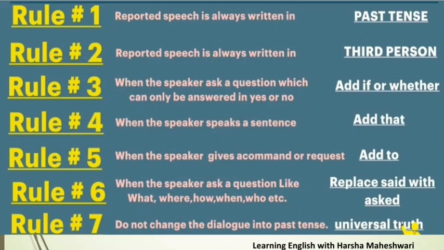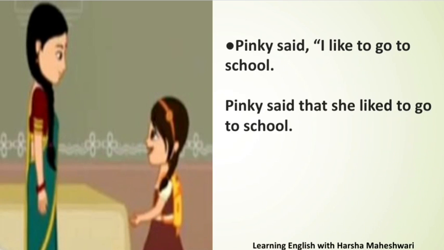So we have learned about the 7 rules of indirect speech. Now let's see a few picture examples. First example, Pinky said, "I like to go to school." When you convert into an indirect sentence, the sentence will be, Pinky said that she liked to go to school. We have changed like into liked and I into she.